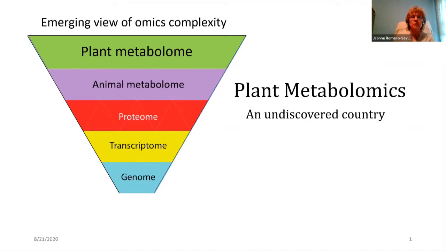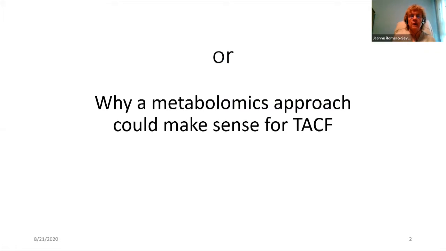In terms of complexity, the metabolome, the thousands and tens of thousands of little molecules that are made, is much more complex than the proteome, the transcriptome, or the genome. And just for all us folks who work on plants, the plant metabolome is much more complex than the animal metabolome. So there, animal people. All right. Omics is nice, but why would a metabolomics approach make sense for the TACF?